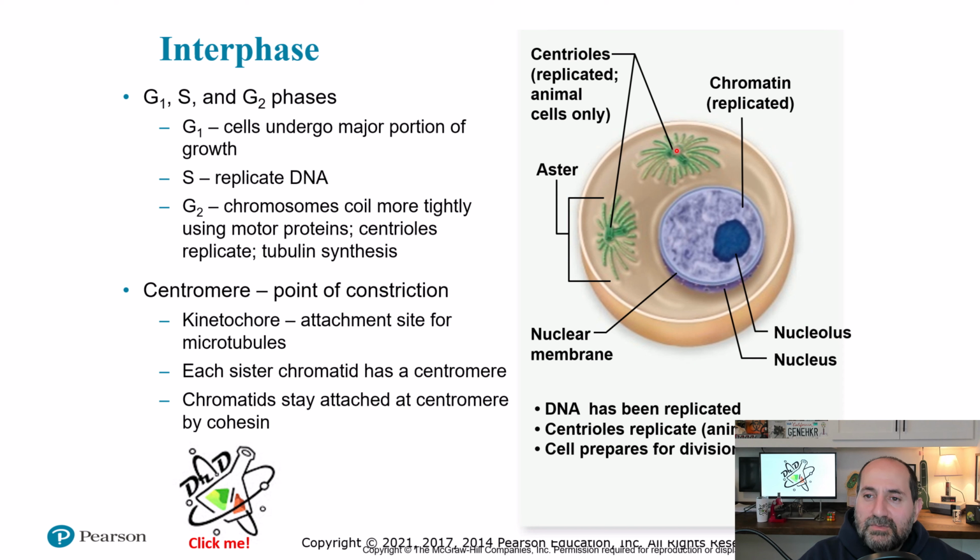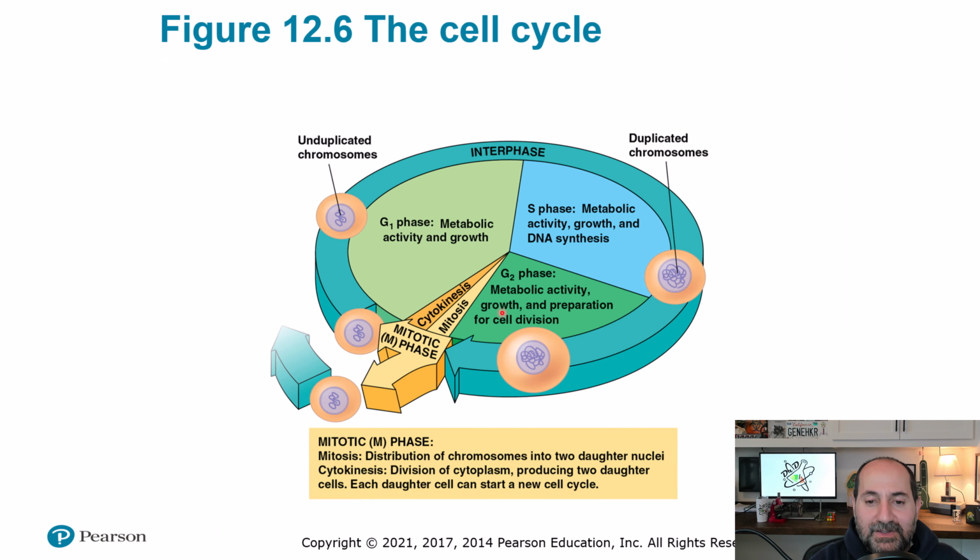And look at this. Remember these centriole bundles, where an animal cell usually has one centriole bundle, and this forms the centrosome? Well, at this point during G2, the centrioles replicated. So you have two centrosomes. Okay, again, that's 90% of the cell cycle, called interphase. And what's left? That's right, mitotic phase.